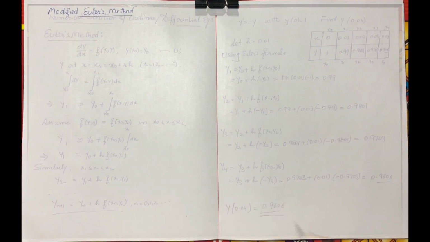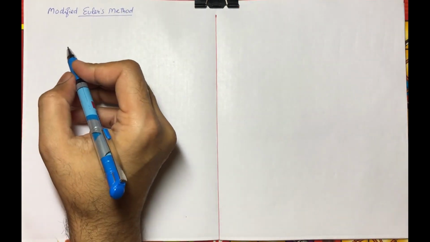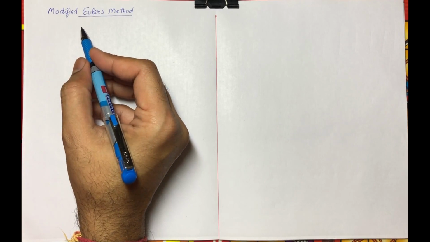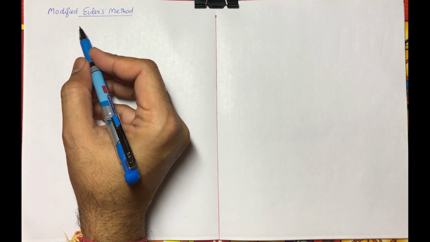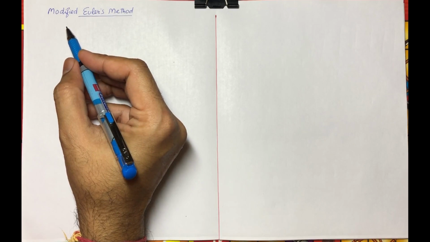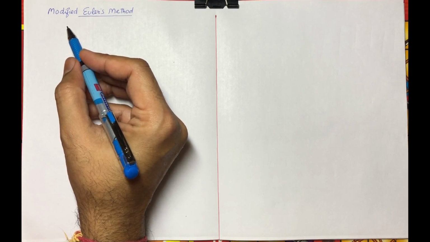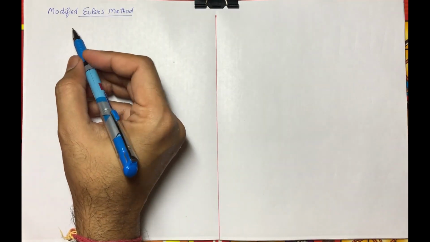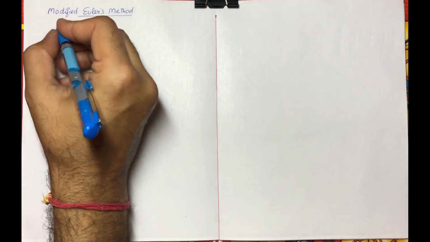The next method for solving ordinary differential equation is the modified Euler method. As we discussed the drawbacks of the previous method, Euler's method, that for accuracy in solution we need to take a smaller value of h. So here is another modification to that method.